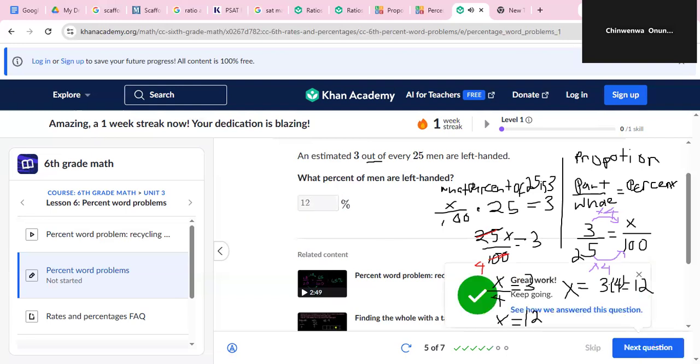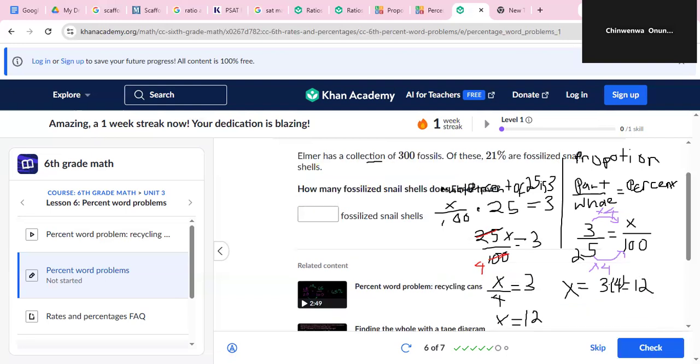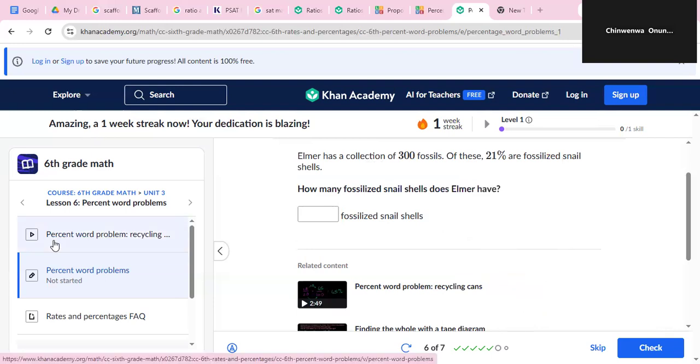So solve this next one however you would want to solve it. And of course, you can always use this link on Khan Academy, and it's for 6th grade percent word problems. So if you're in the 6th grade or higher, you definitely want to get a handle on that. Solve this: Elma has a collection of 300 fossils. Of these, 21% are fossilized snail shells. How many fossilized snail shells does Elma have? Pause the video. Try to solve on your own. And I'm about to give you the answer.